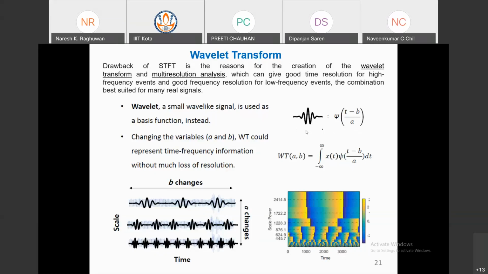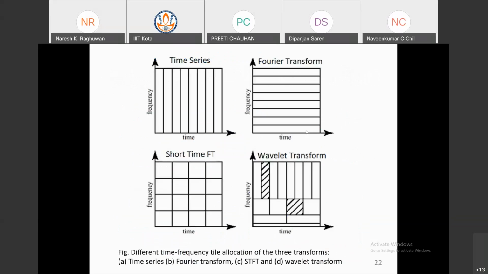You can see here at the lower side the highest frequency is going, and on the upper side the lowest frequency is going. So in the next slide, we will see this clearly.